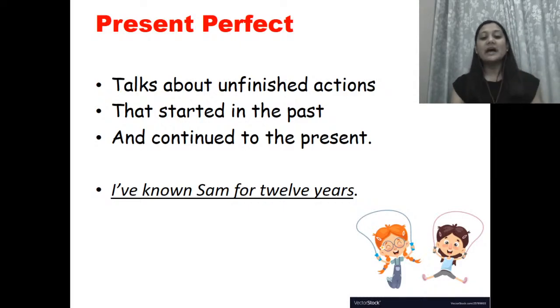For example, I have known Sam for 12 years. So I have known Sam for 12 long years and you still know him. Maybe you started knowing him 12 years back, but you still know him, right? So for something which is still there, you are going to use I have known Sam for 12 years.